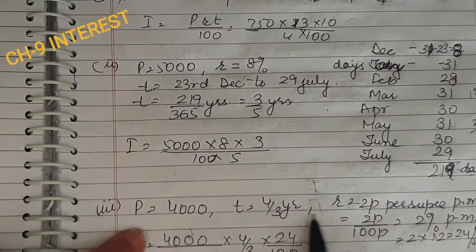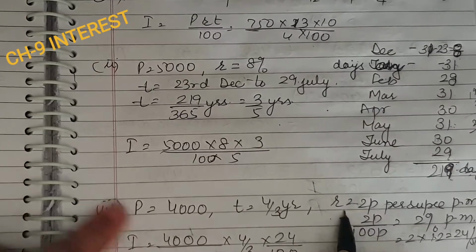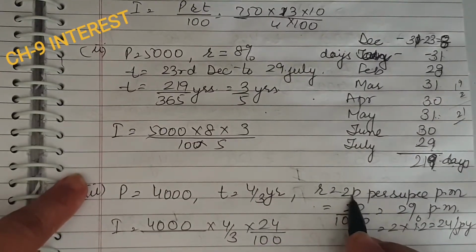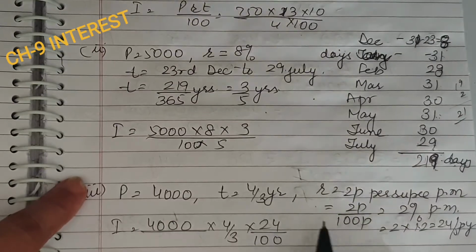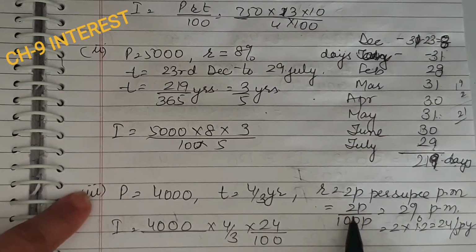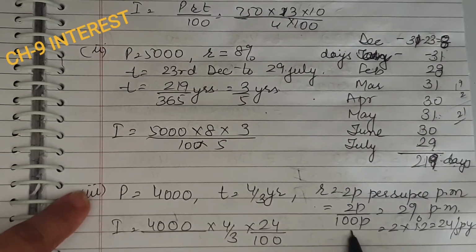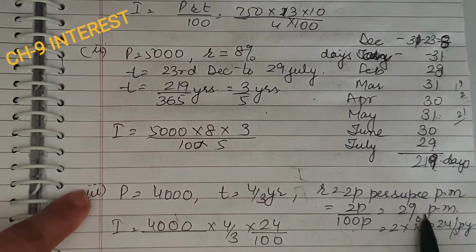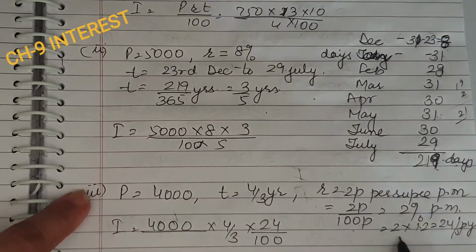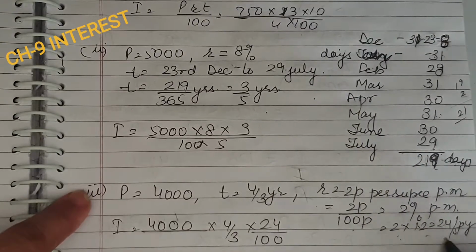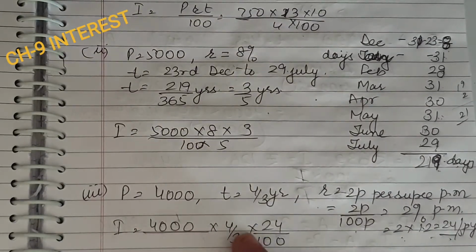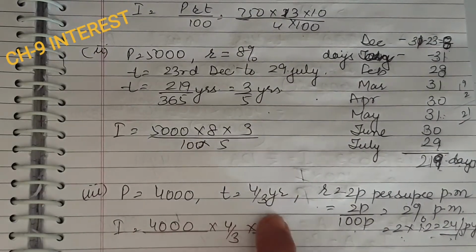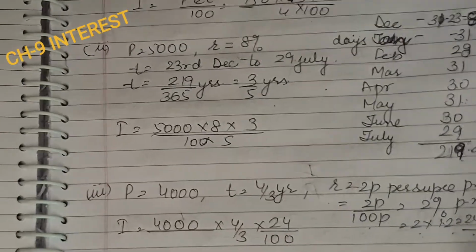Third is also, in third, rate is not given in direct terms. It is given as 2 paisa per rupee per month. We have converted it: 2 paisa per rupee means 2 paisa for every 100 paisa. That means 2% per month. To change per month to per year, we have multiplied it by 12, that is 2 into 12, which is 24. So taking this as the rate, principal, PRT upon 100, we have solved it.